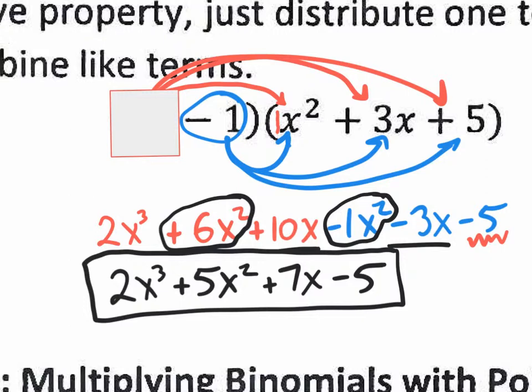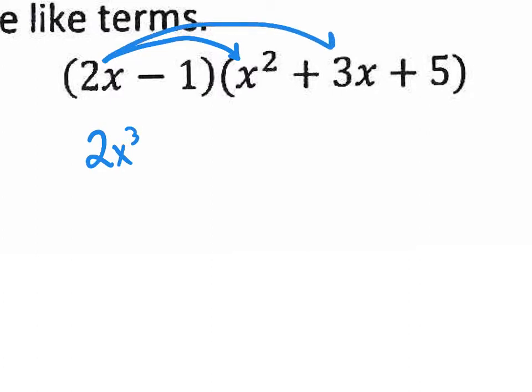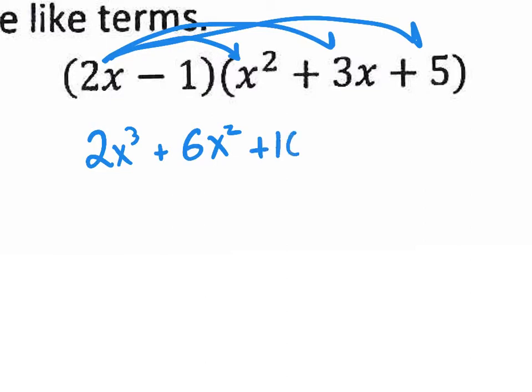Now, I want to do the same exact question a different way. Check it out. Okay, so we know we need to distribute. Let's start distributing the 2x. What's 2x times x squared? 2x cubed, 2x to the third. What's 2x times 3x? Positive 6x squared. What's 2x times 5? Positive 10x.